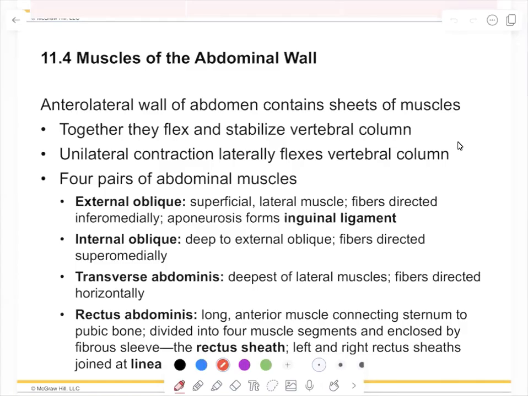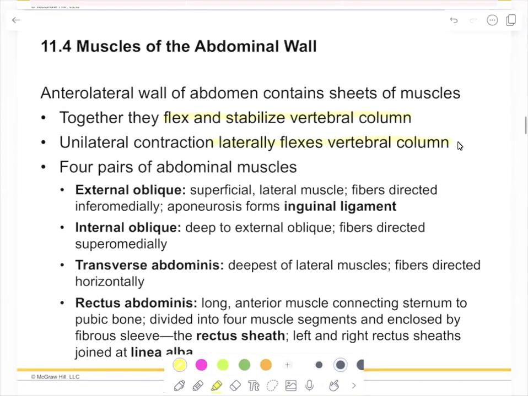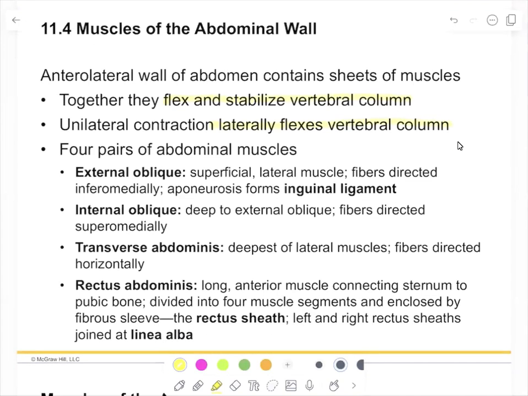Muscles of the abdominal wall cavity include the following. The majority of them are going to flex and stabilize the vertebral column. And on one side, they contract or laterally flex the vertebral column. Those four pairs of abdominal muscles include the external oblique, internal oblique, transversus abdominis, and the rectus abdominis.